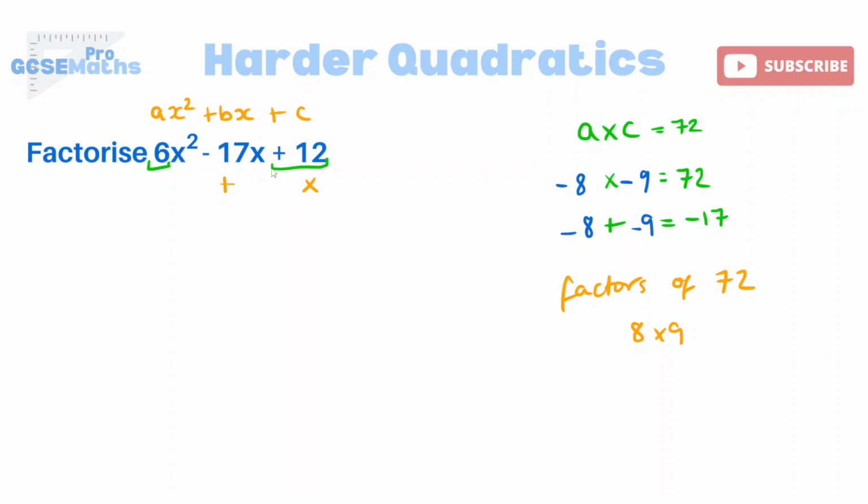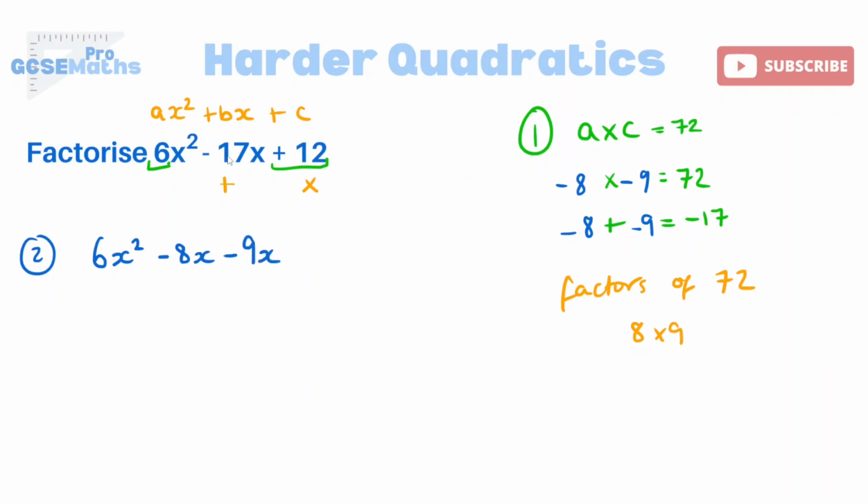So what you're going to do once you've done this, I'm going to call that step 1. Step 2 is you're going to rewrite your quadratic, but split the middle term into these two values. So what I mean by that is I'm going to write the 6x squared still, but instead of writing minus 17x, I'm going to write, now it doesn't matter which order you put them in, you just put them whichever order you like, but use obviously the correct symbols, minus 8x minus 9x.